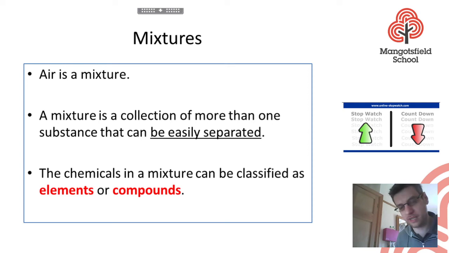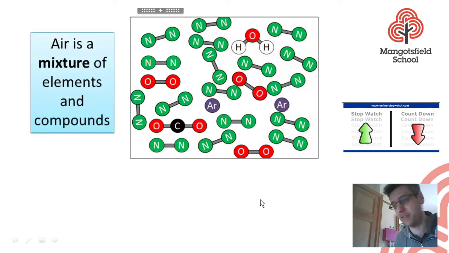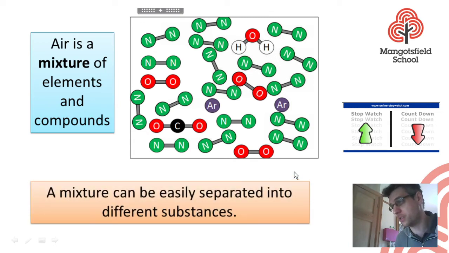The chemicals in the mixture can be classified as elements or compounds. Each gas in the mixture is an element or a compound. Now, elements and compounds is something we learnt about in the first chemistry topic of the year. That was a while ago, so we might need to revise that quickly. So air is known as a mixture of elements and compounds. It's a mixture because it can be separated into different substances, and the substances in it are elements and compounds.